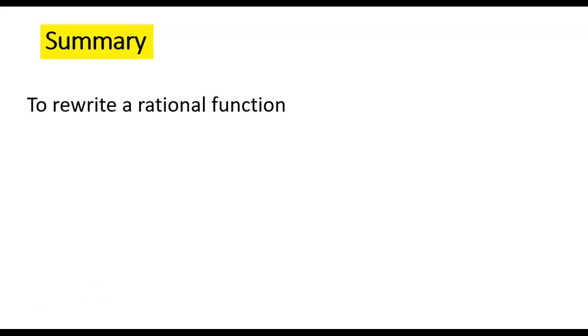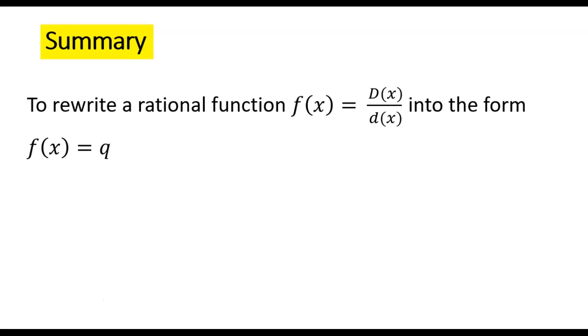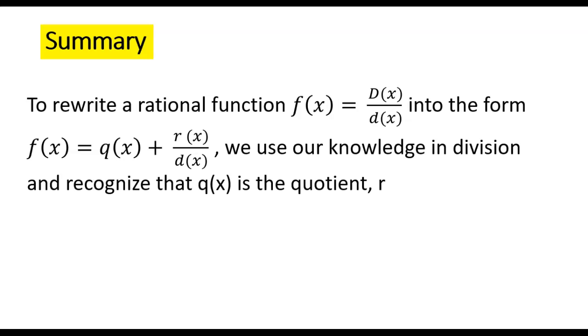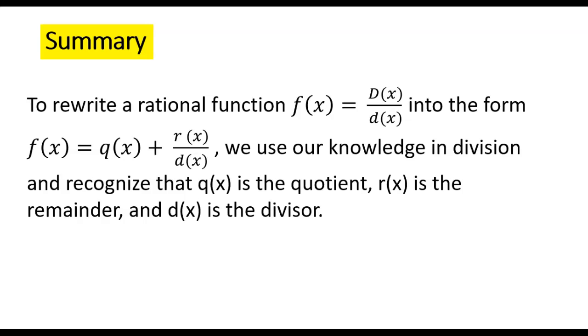To summarize, to rewrite a rational function into the general form, we use our knowledge in division and recognize that q of x is the quotient, r of x is the remainder, and d of x is the divisor.